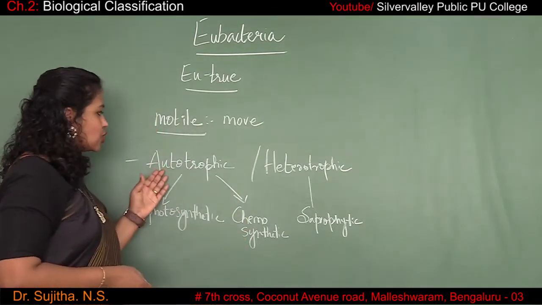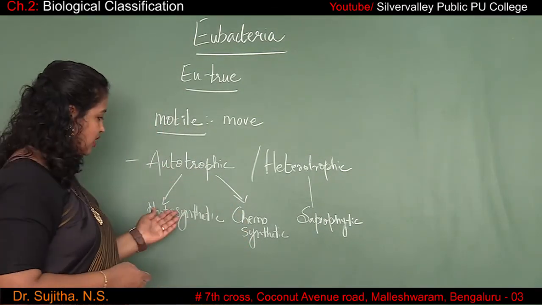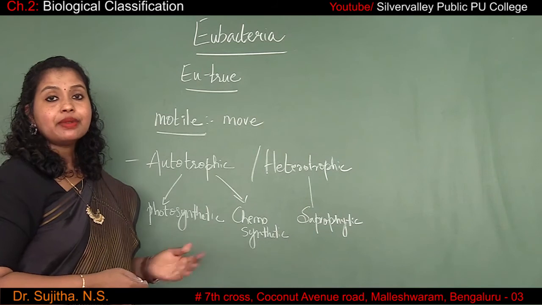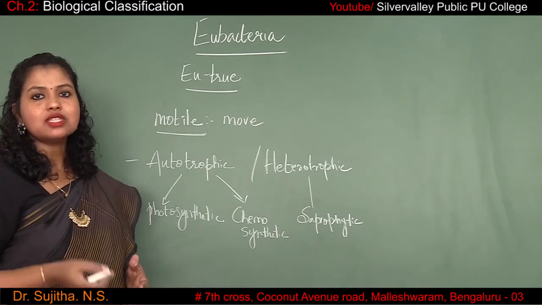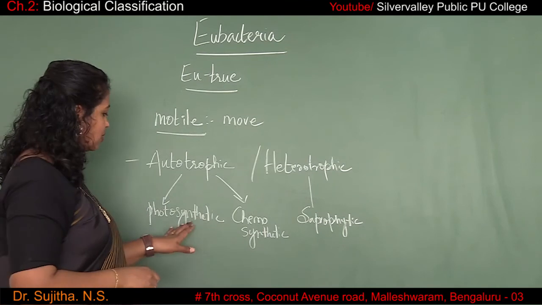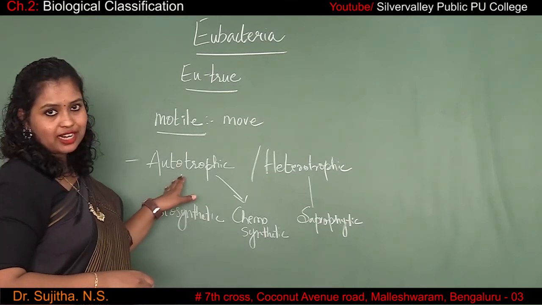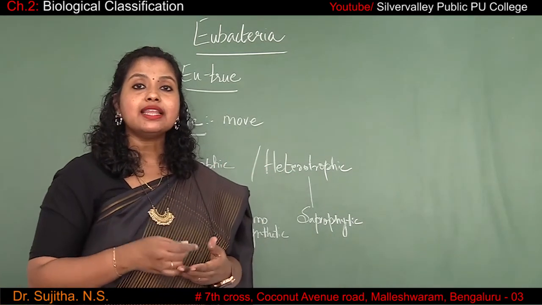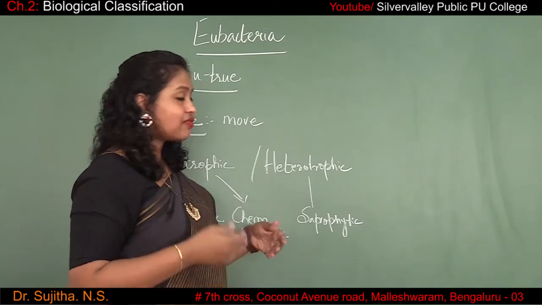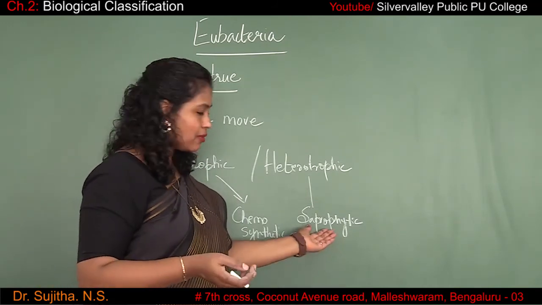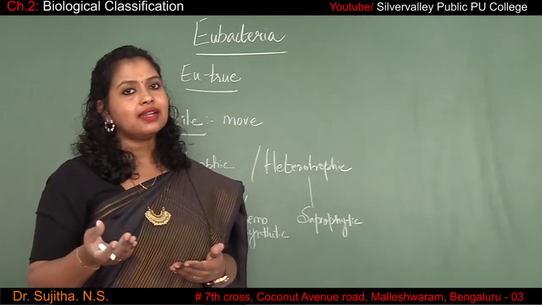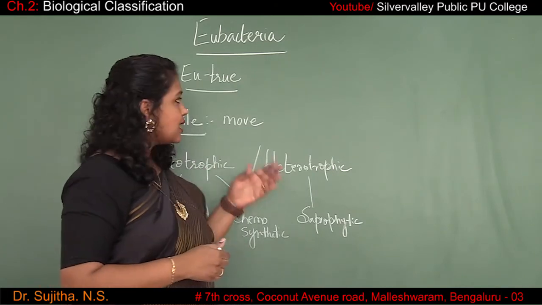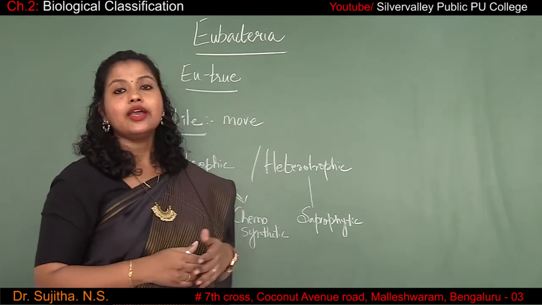So I hope you know what is autotrophic. Autotrophic means when chlorophyll is present, they can prepare their own food. Chemosynthetic means they break down organic and inorganic compounds and make their own food. All in all, they make their own food. So that is called autotrophic mode. Heterotrophic means they cannot make their own food and they are dependent upon other living organisms. If they are dead, they consume them. That is called saprophytic, or they might kill them and eat them. So that is also called heterotrophic mode of nutrition. So these are the characteristic features with respect to the Eubacteria.